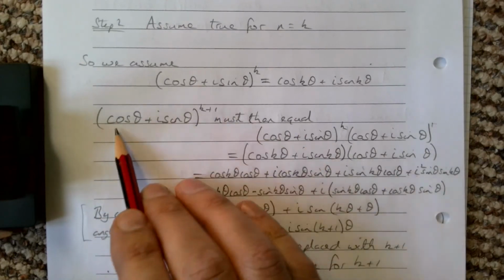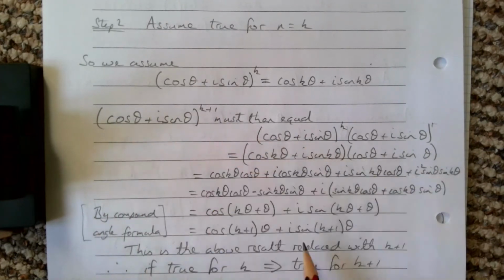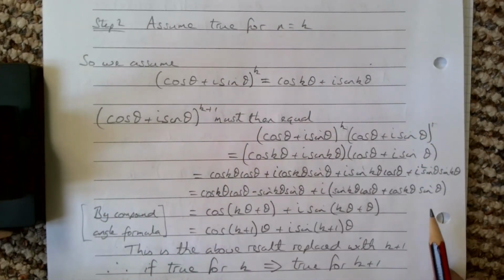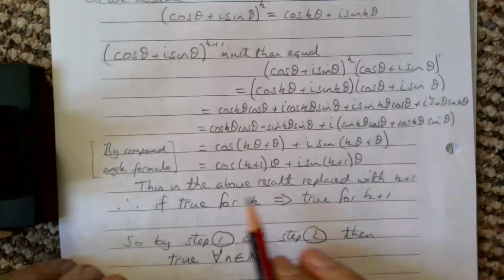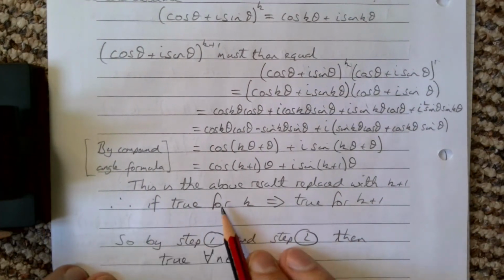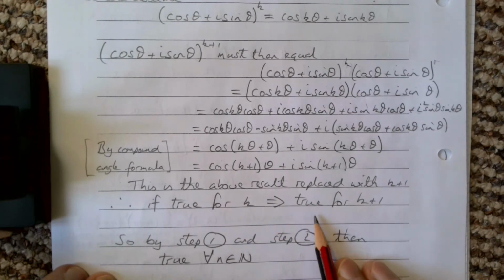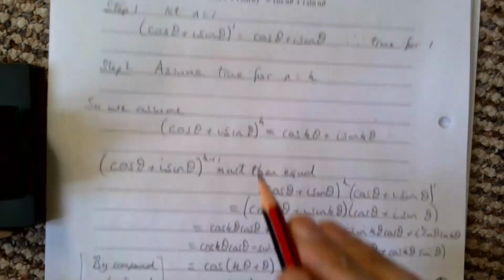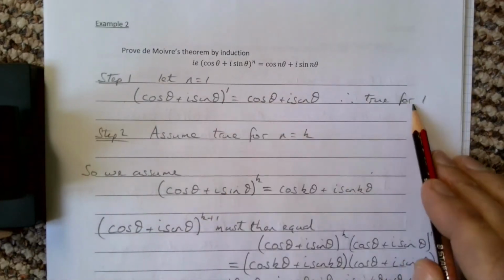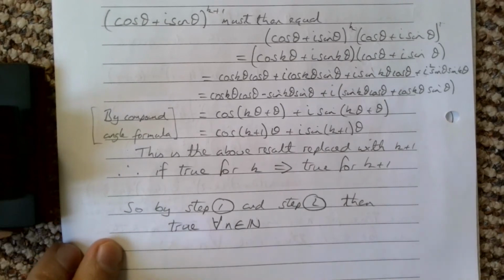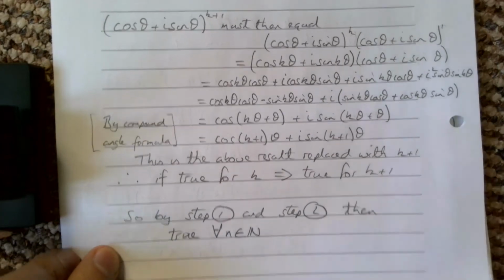All I've done here is, as you can see, this and this are equivalent to this and this, only with k plus 1 replacing the k. This is the above result replaced with k plus 1. That's what we've just said. Therefore, it's true. If it's true for k, then it must be true for k plus 1. So by step 1, we showed it's true for a small number, 1 in this case. And by step 2, it must be true for all n.